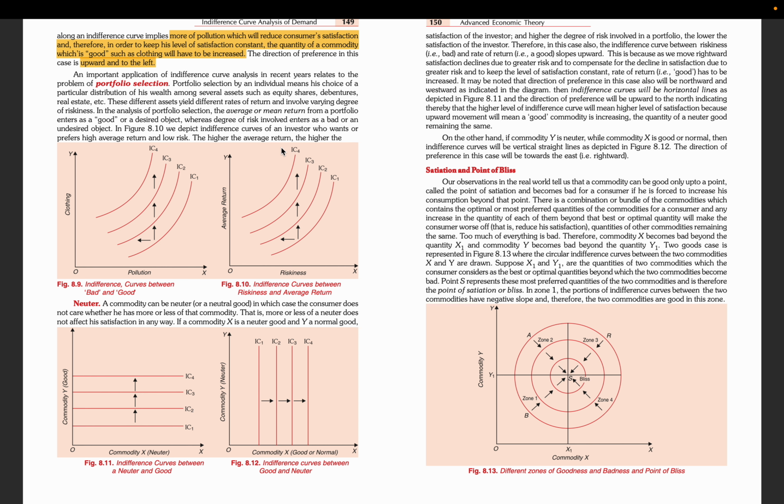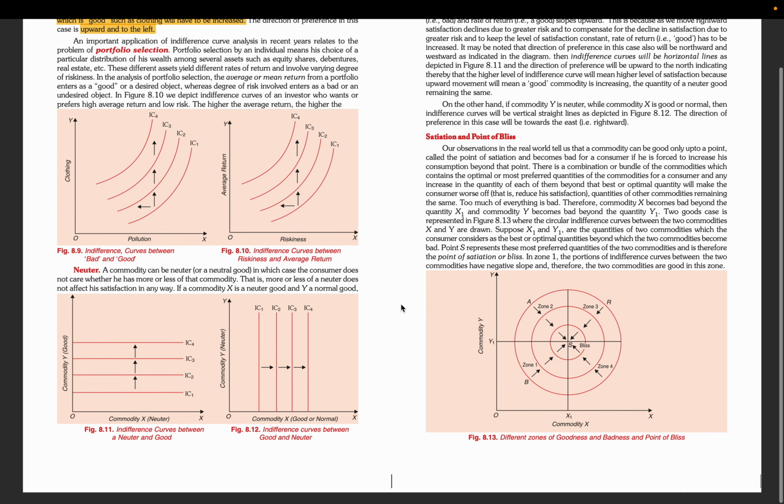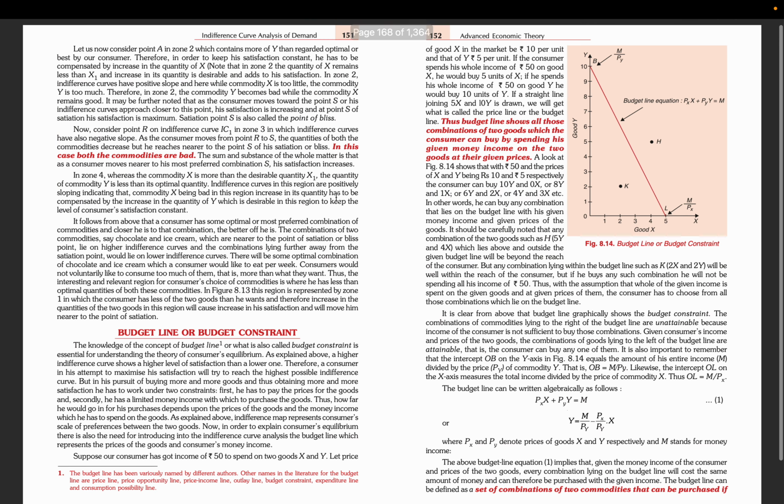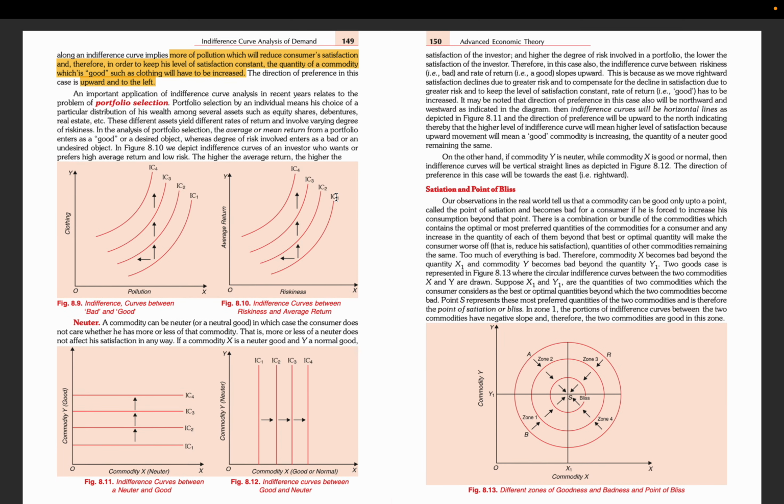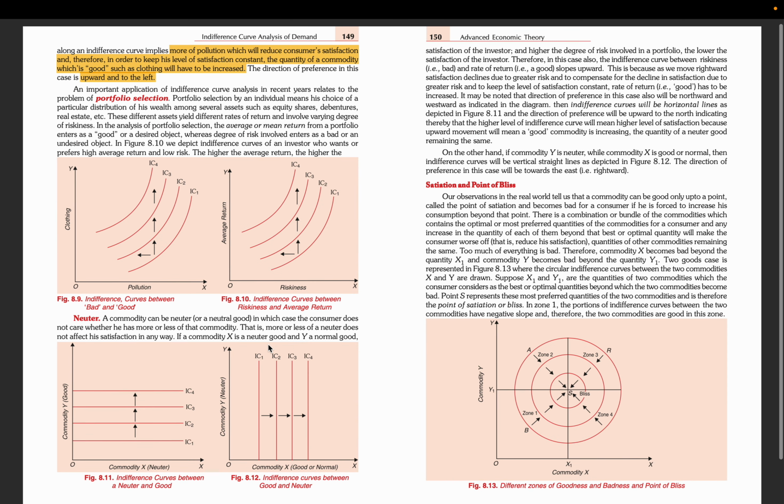Okay, let's just discuss this once more. If commodity X is a neutral good and Y is a normal good, we will basically have horizontal ICs, because more and more of good Y is preferred, and for X you're basically indifferent, which is why it's going to be a horizontal line.